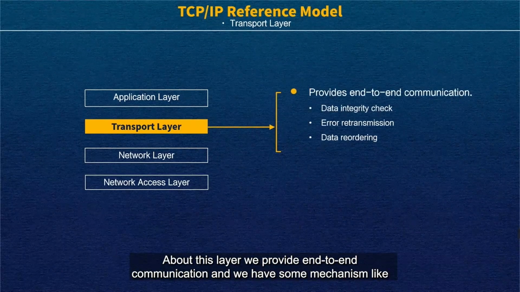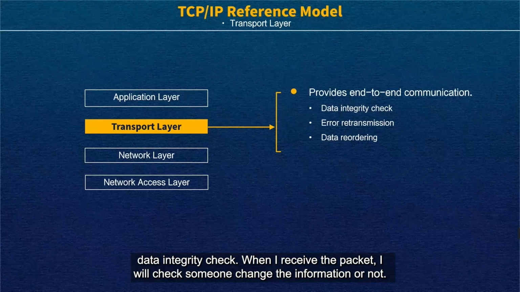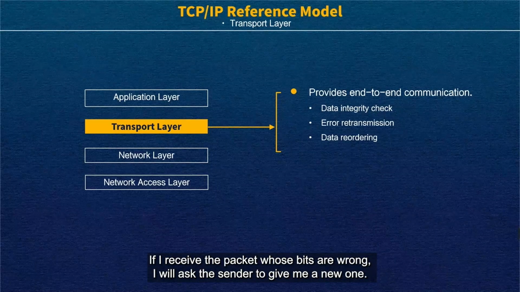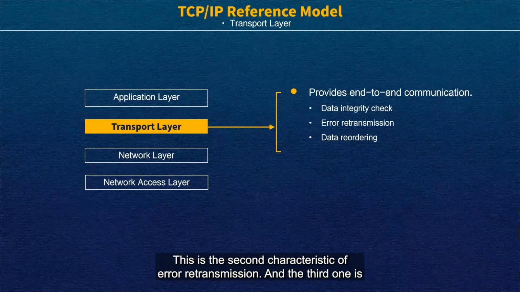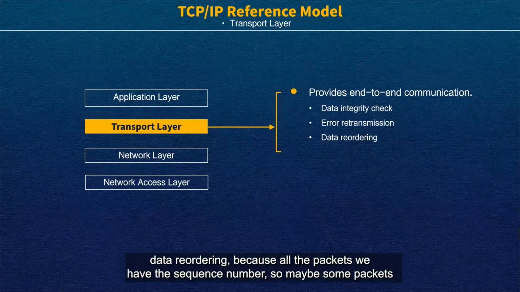About this layer, we provide end-to-end communication, and we have some mechanisms like data integrity check. When I receive a packet, I will check whether someone changed the information or not. If I receive a packet and some bit is wrong, I will ask the sender to give me a new one. This is the second characteristic, error retransmission. And the third one is data reordering.